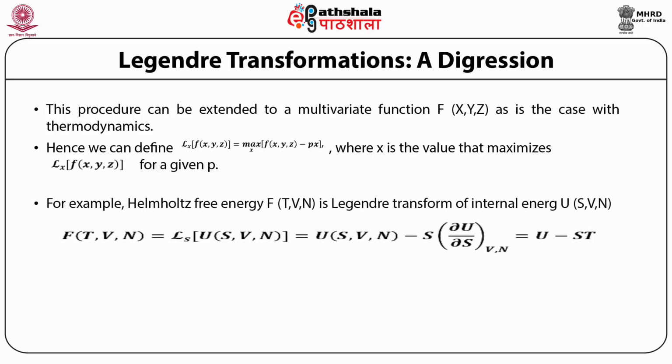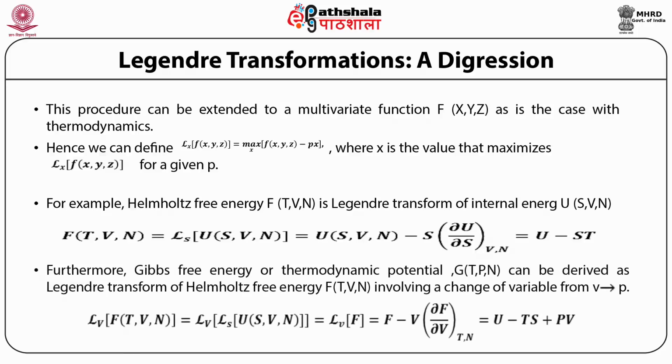For example, Helmholtz free energy F(T,V,N) is the Legendre transform of internal energy U as a function of S, V and N. We can write F(T,V,N) is equal to the Legendre transform of internal energy U with respect to S, which is equal to U minus S multiplied by the derivative of U with respect to S at constant V and N, which becomes equal to U minus TS.